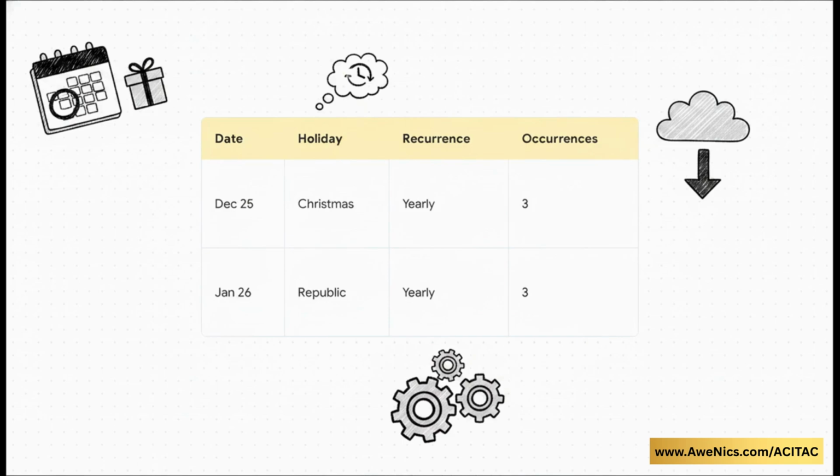But look, instead of doing this manually for every single year of a multi-year project, just select that exception row and click Details. From there, set the recurrence to yearly, and set the occurrences to match your project's timeline, like 3 years. MS Project will now automatically block out December 25th for the next 3 years. Talk about a time saver.